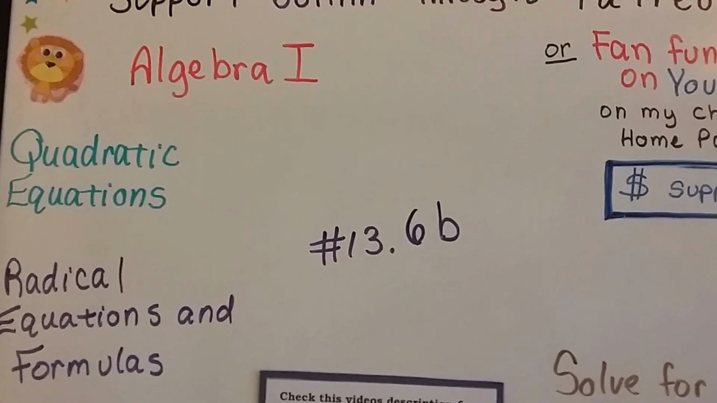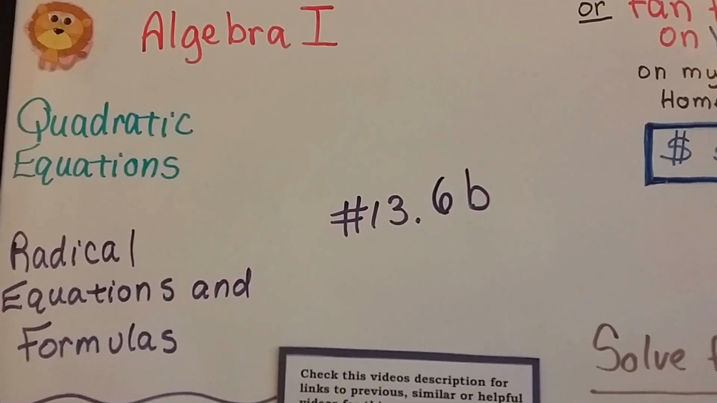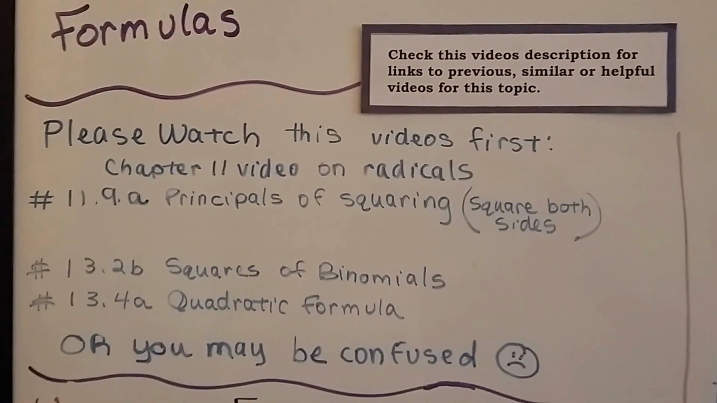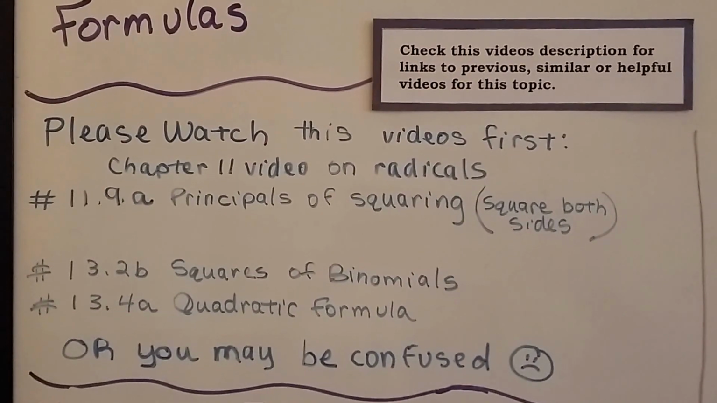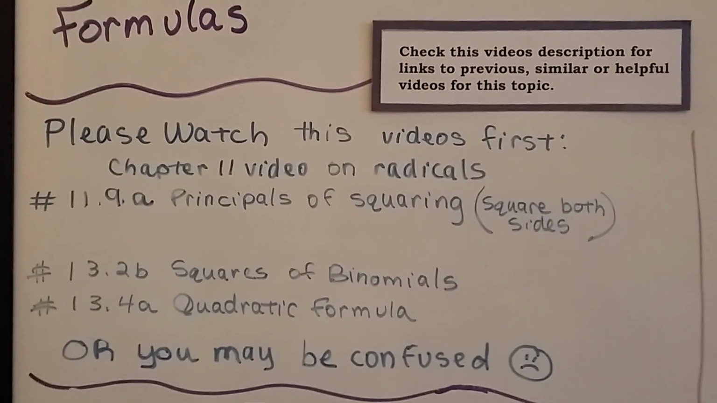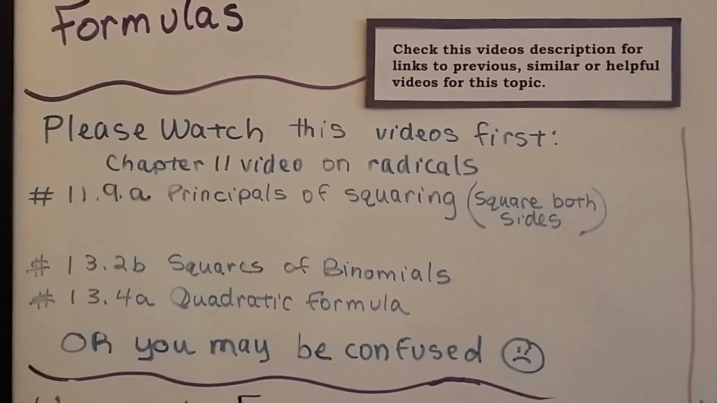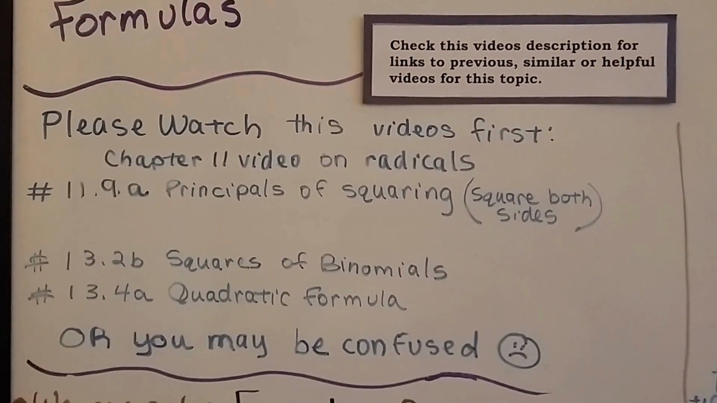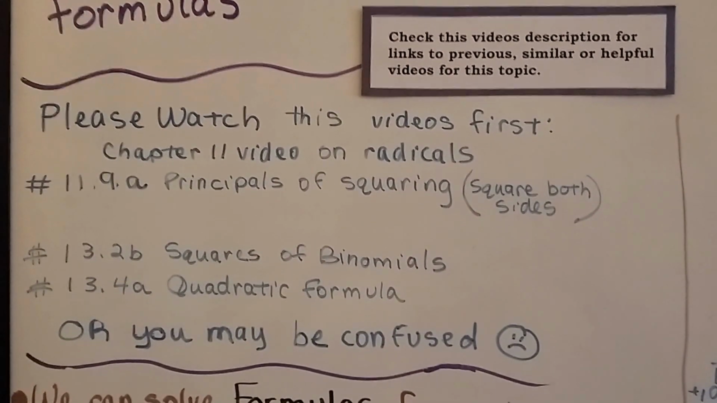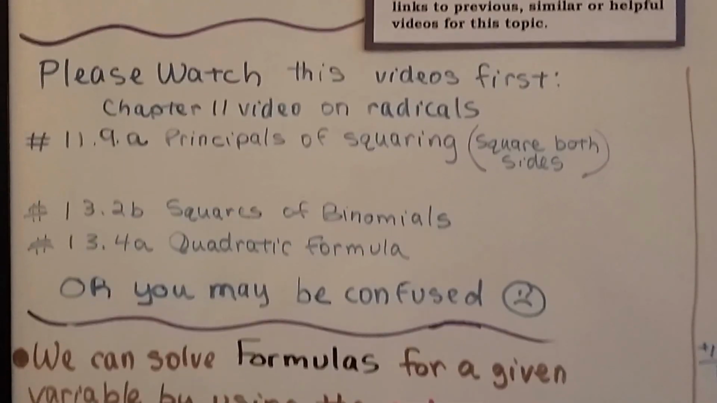Algebra I 13.6b, Radical Equations and Formulas. So, you need to watch the principles of squaring, or know what that is, and squares of binomials and about quadratic formulas before you watch this one so you don't get confused. We only have a couple more videos to go and we're going to be finished with Algebra I. And all the links are in this video's description, okay? So it's easy for you.